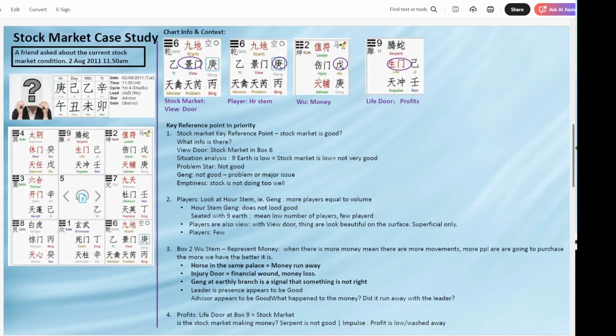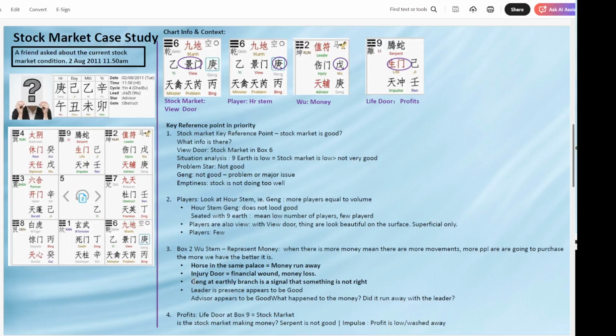We are seeing an Injury Door, which means money, because this box represents money, right? So money is injured, or there's already a loss in the money.